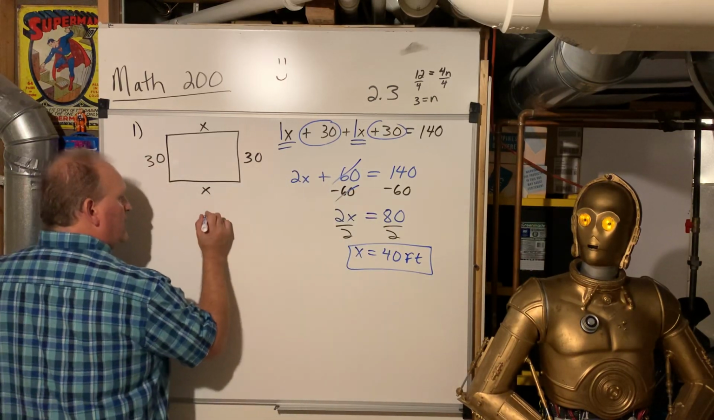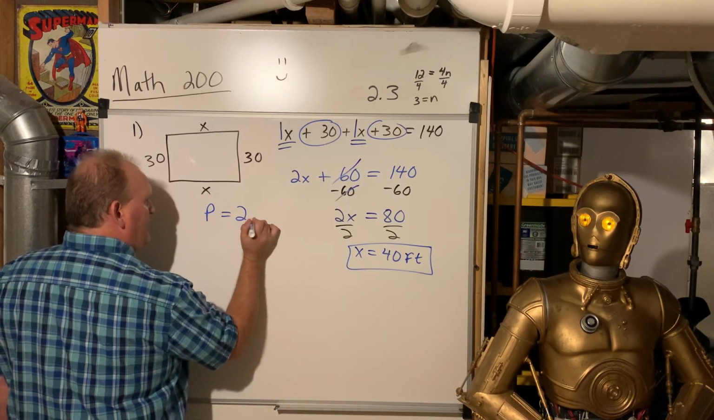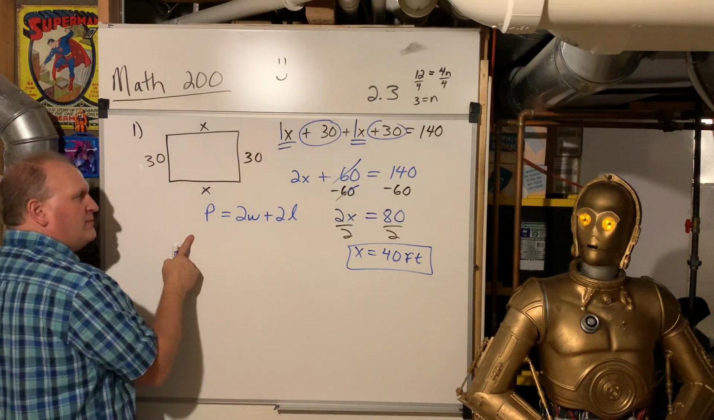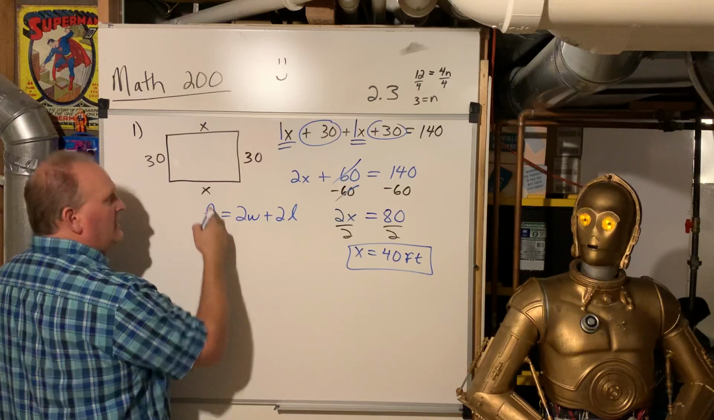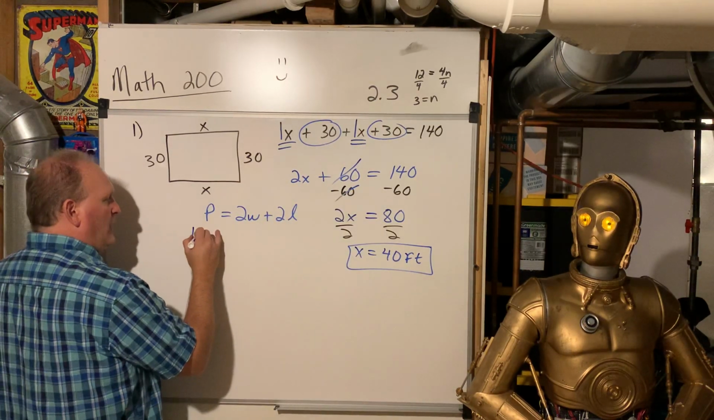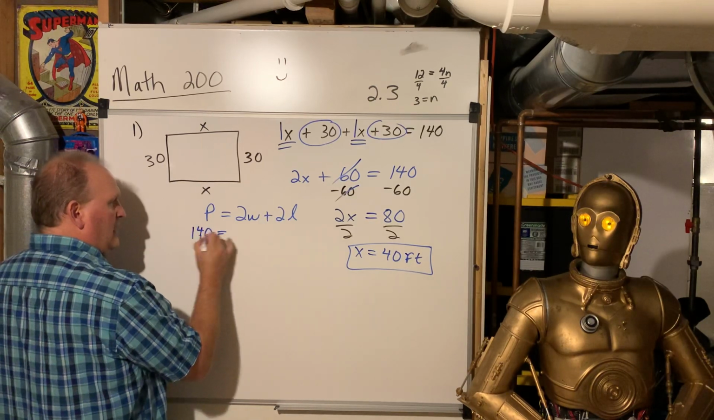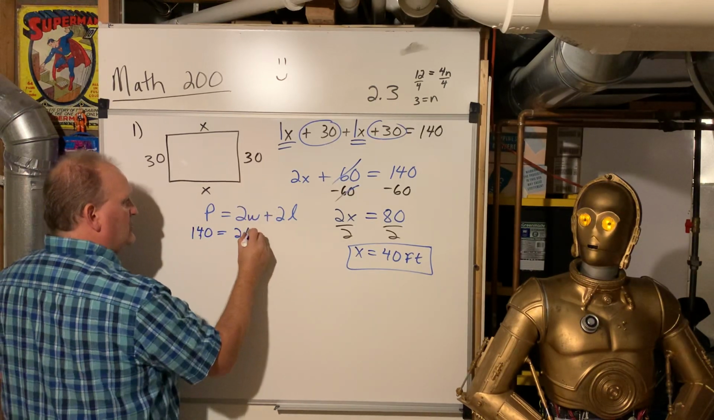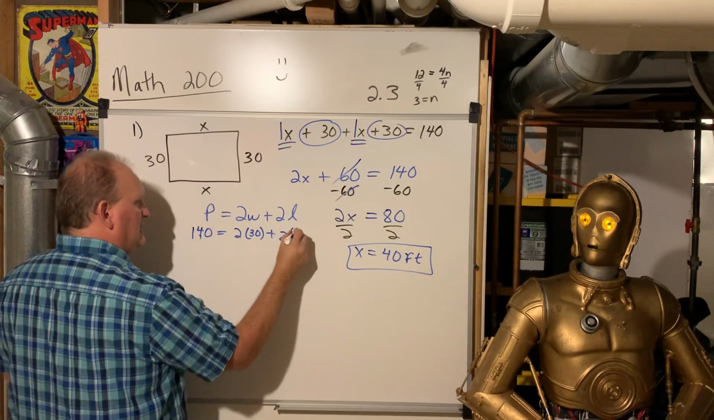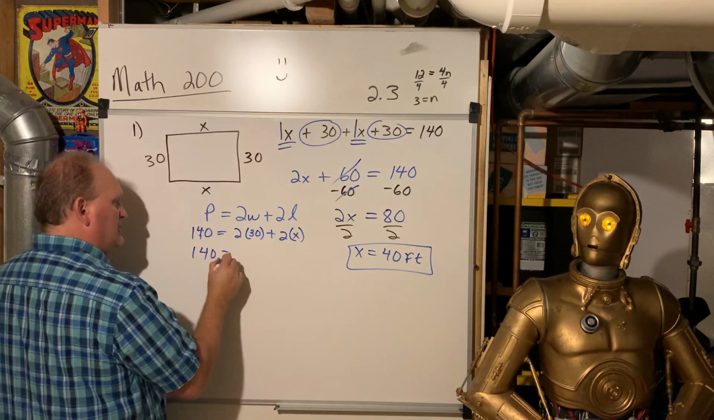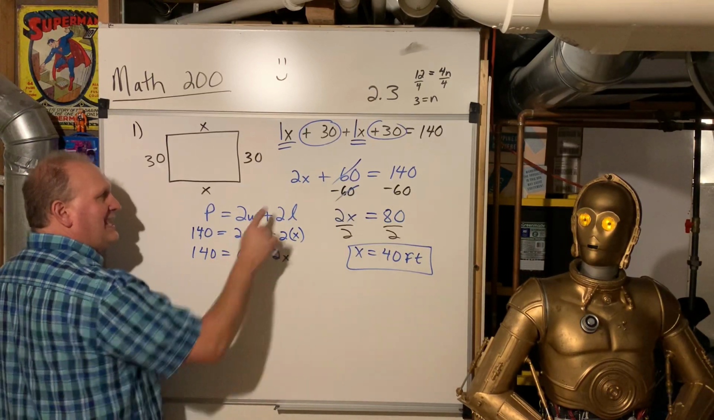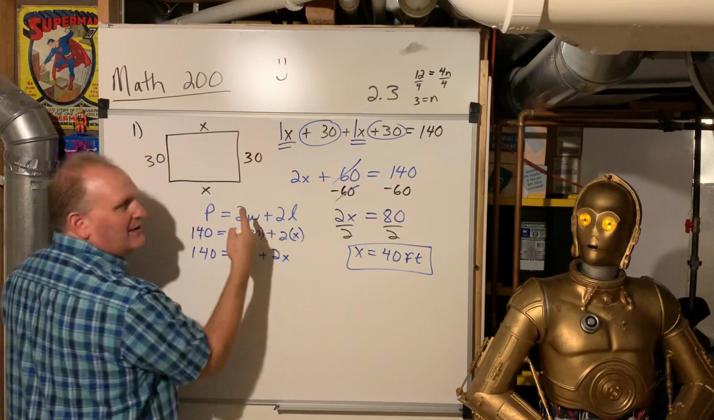I've had students go, no, Mr. Pledger, I looked in the book and they had this, 2w plus 2l. That's fine. This is the formula for perimeter. If you want to do it this way, it would still shake out to be exactly the same answer. We would put in 140 for perimeter. I would put in the width as 30. I would put in the length as x. And 140 is equal to 60 plus 2x, which if you look at that very carefully, is exactly what we had right there.